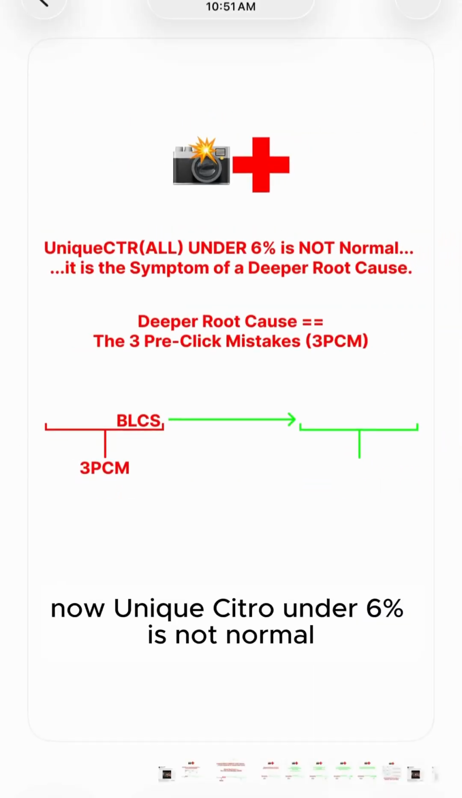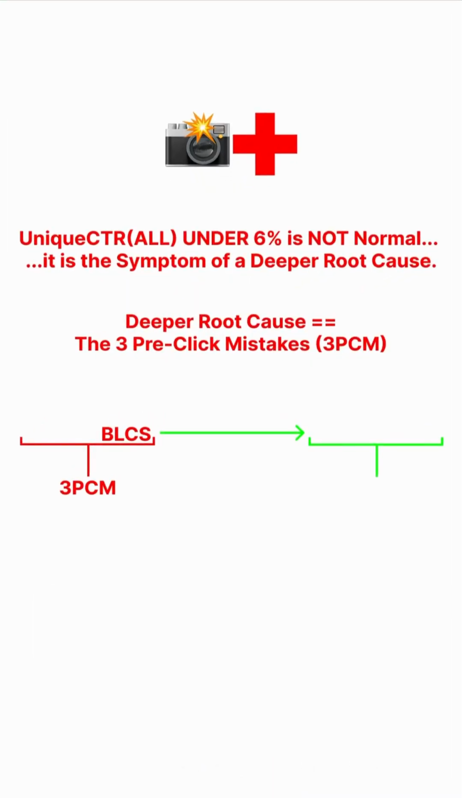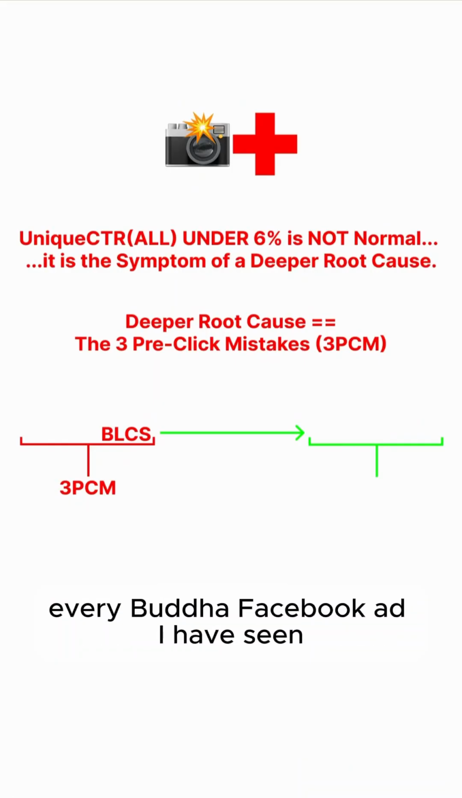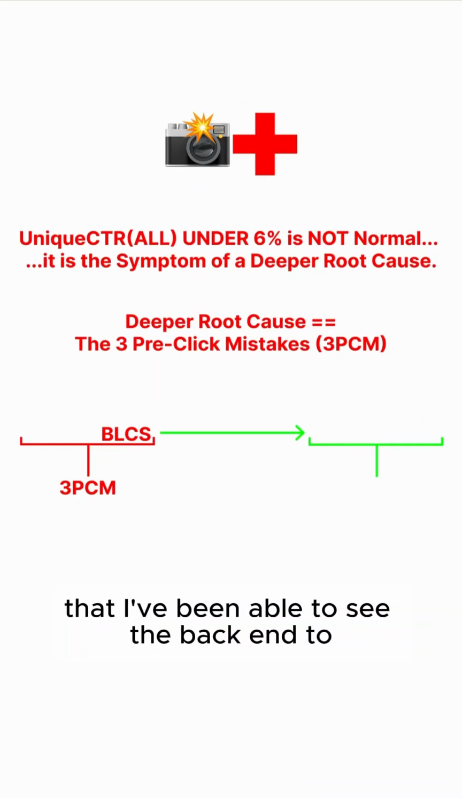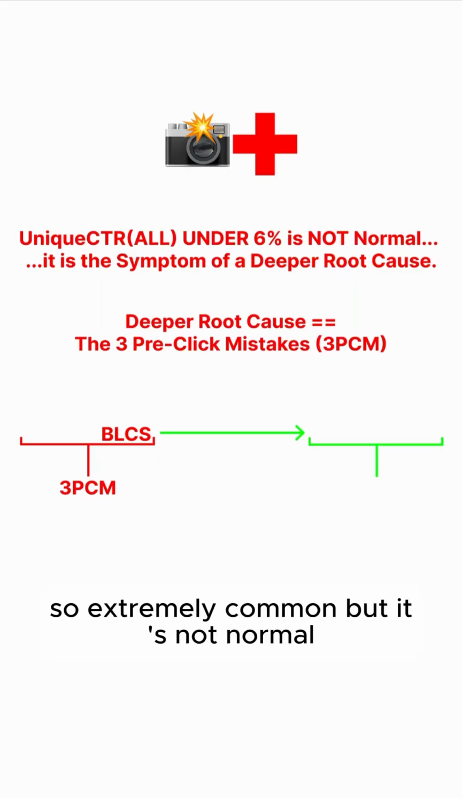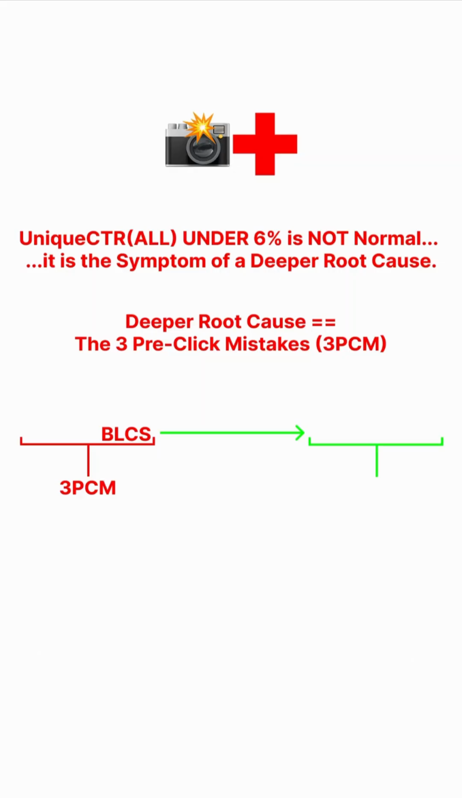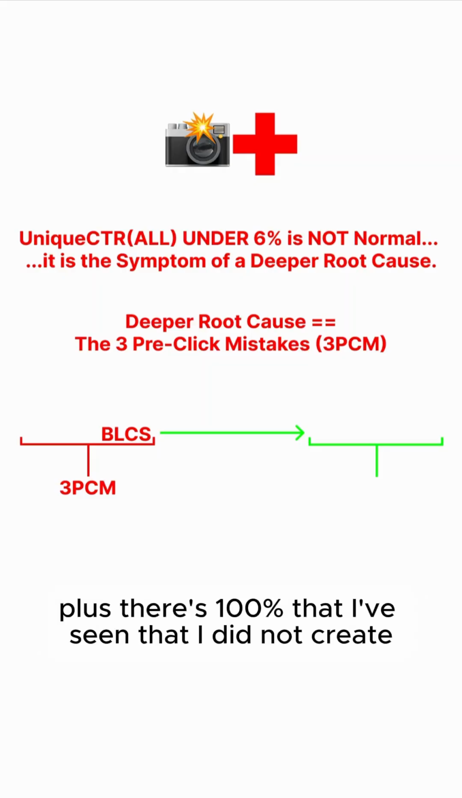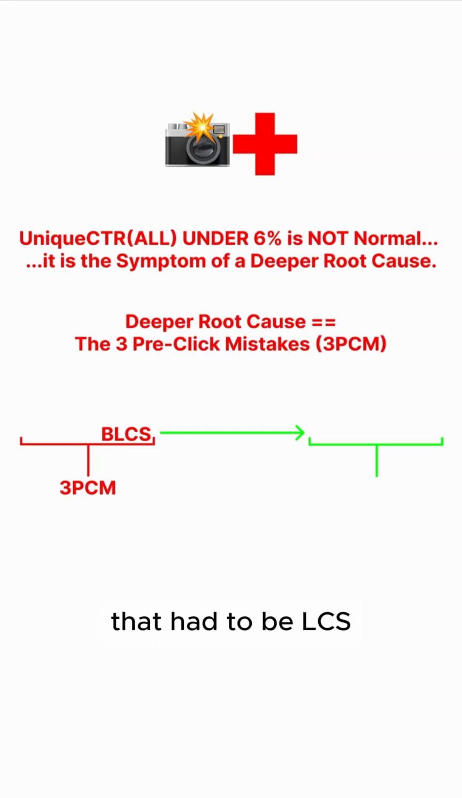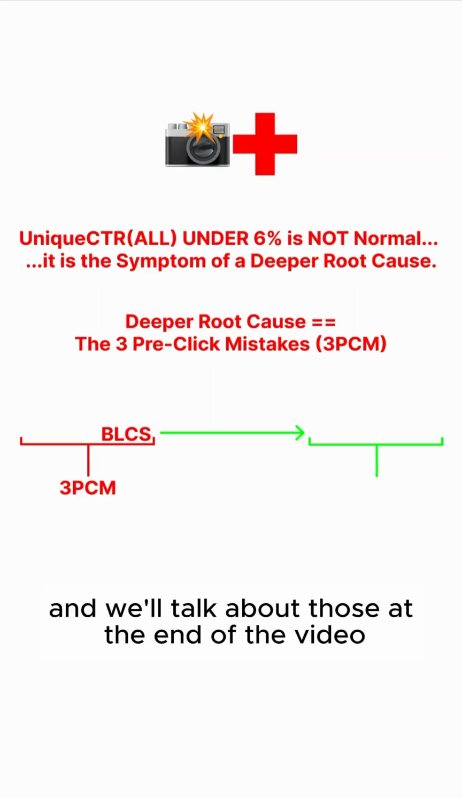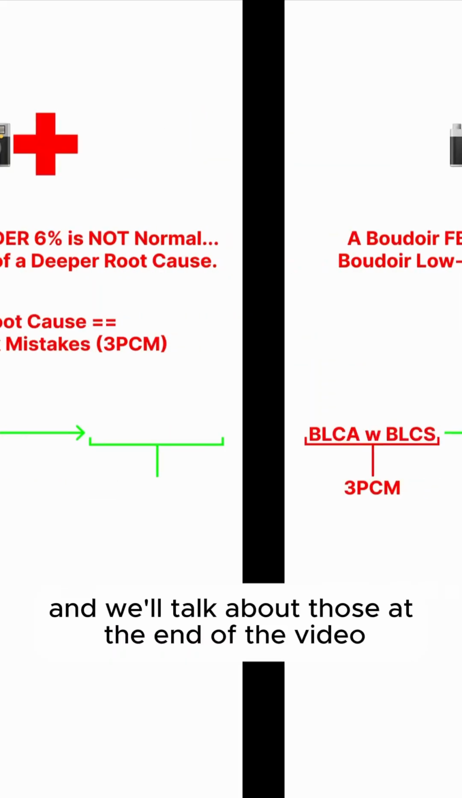Now, unique CTR under 6% is not normal. Extremely common, I believe; every Boudoir Facebook ad I have seen that I've been able to see the back end to, or I've tested myself, has had a unique CTR under 6%. So extremely common, but it's not normal. It's actually the symptom of a deeper root cause. The deeper root cause is the 3 pre-click mistakes, and we'll talk about those at the end of the video.